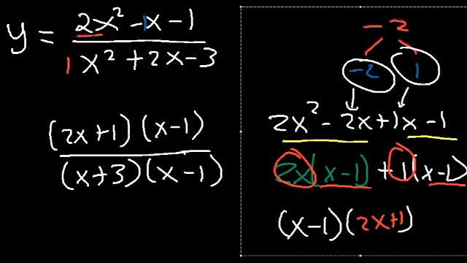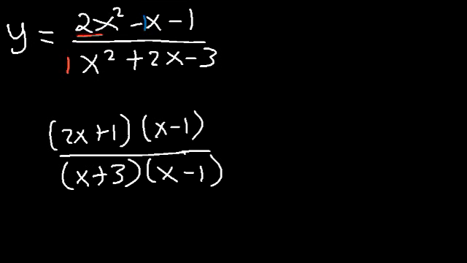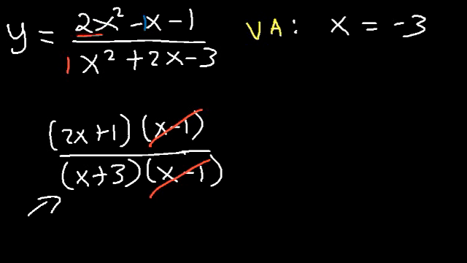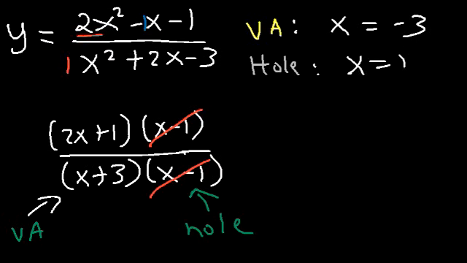So now that we have it in its factored form, what is the vertical asymptote in this problem? To find the vertical asymptote, you need to set the denominator equal to 0. But notice that the x minus 1 cancels. So that's not going to be the vertical asymptote if it cancels. The one that doesn't cancel, the x plus 3, is going to be associated with the vertical asymptote. So if you set x plus 3 equal to 0, you'll get x is equal to negative 3. The one that is canceled represents a hole in the graph. So the hole occurs at x is equal to positive 1.